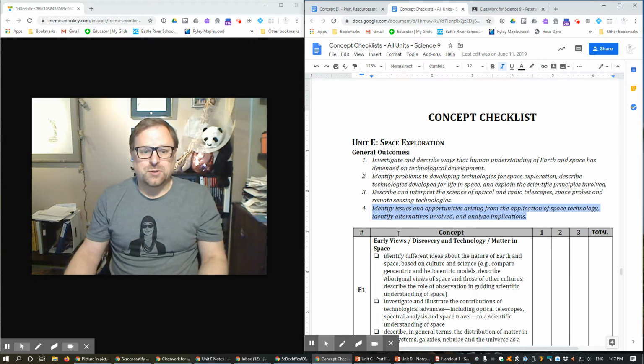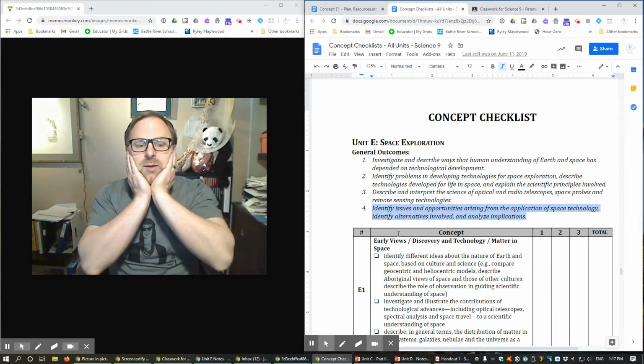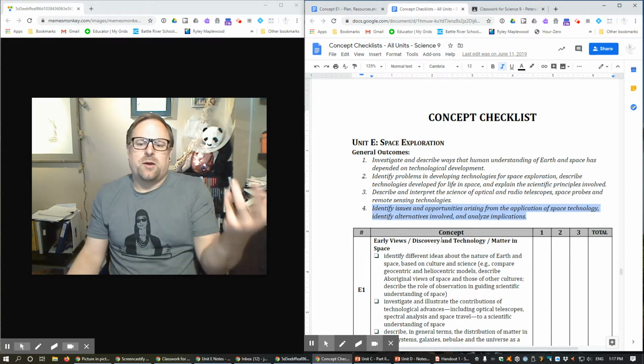So you're going to find I'm playing with my hair a lot because it is getting super long and I'm getting super annoyed by it. But whatever, that's the way it is.